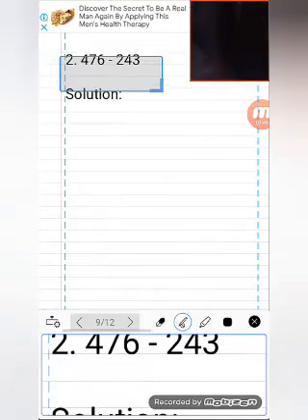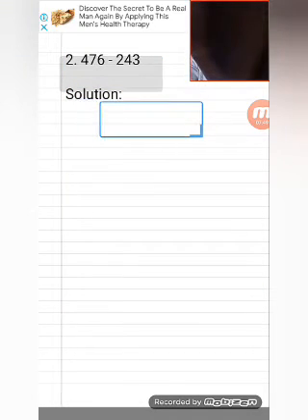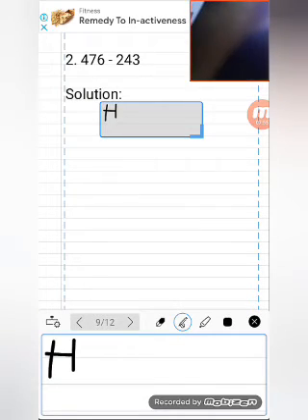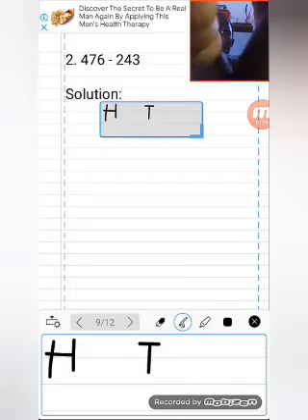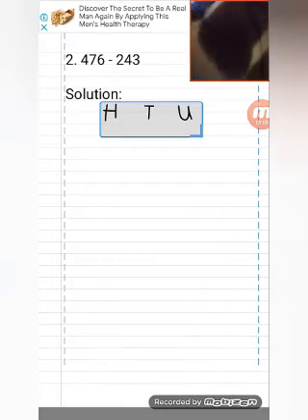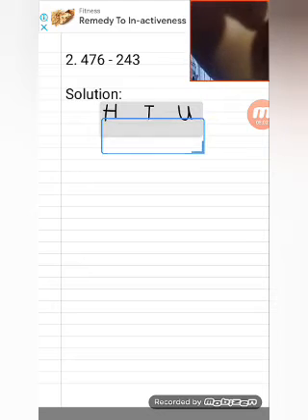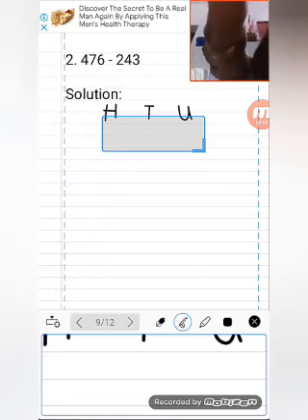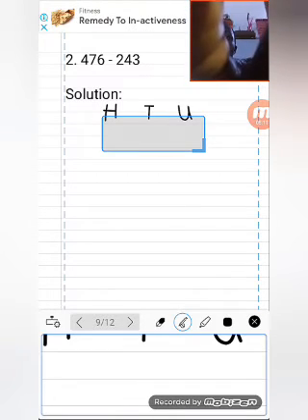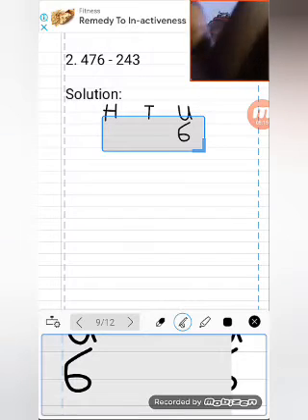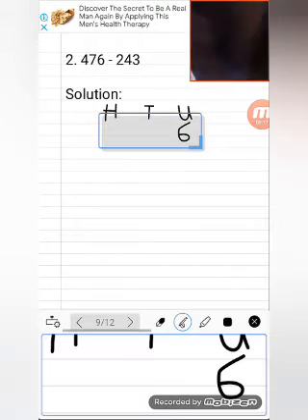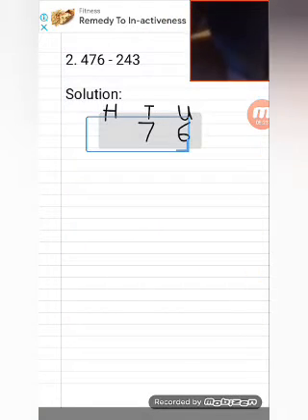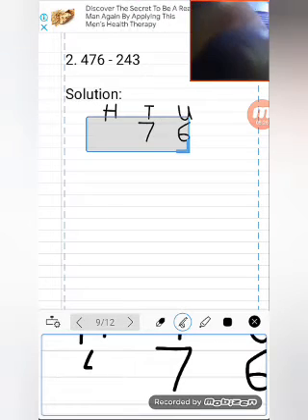Remember, we write out our hundreds, tens, and units. So let's quickly do that. Hundreds, tens, units. Okay, good. So the next thing to do now is 476. The bigger number, we write it first, but we start from the unit, the 6 in the unit, and the 7 in the tens, then the 4 in the 100.